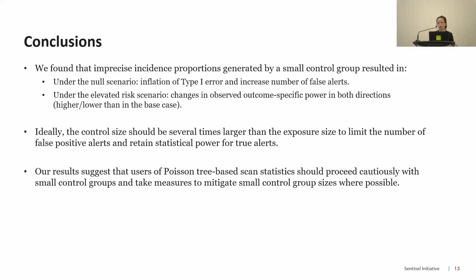So ideally, when we do a tree scan analysis, the control sample size should be several times larger than the exposure sample size. And if I have a very small control sample size, and I want to use the Poisson tree scan analysis, I should interpret the results with caution, or I should take other measures to mitigate those issues as much as possible.